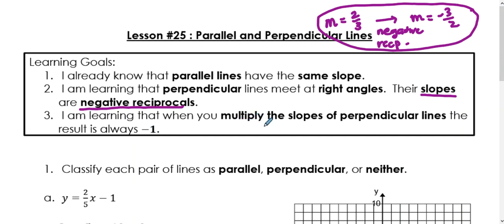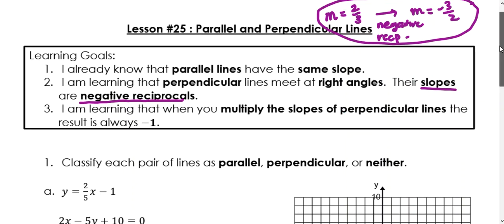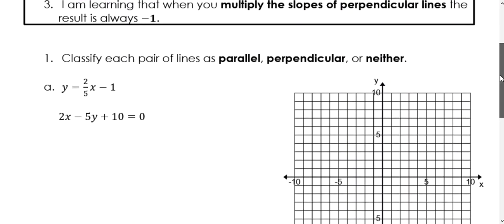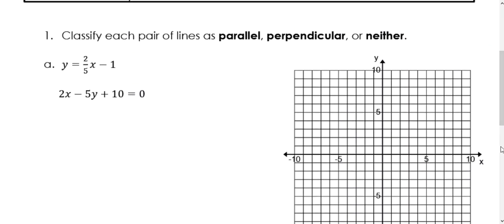When you multiply the slopes of perpendicular lines, the result is always -1. Not too much about that, but we'll go through it. So classify each pair of lines as parallel, perpendicular, or neither.